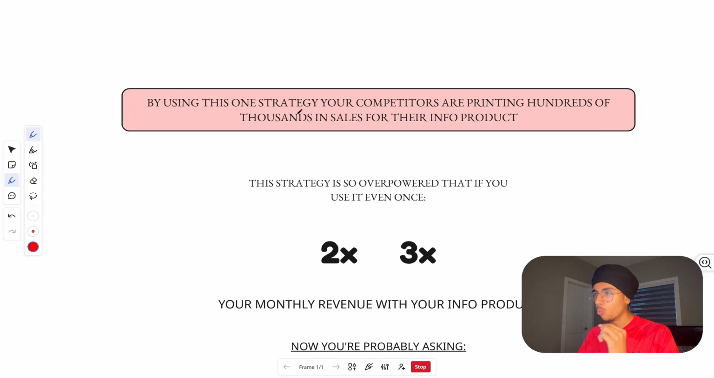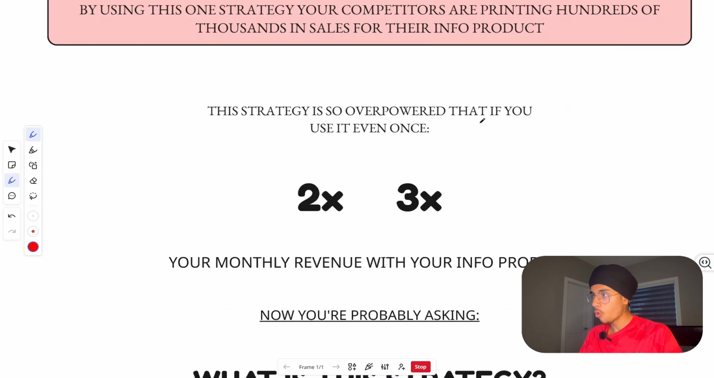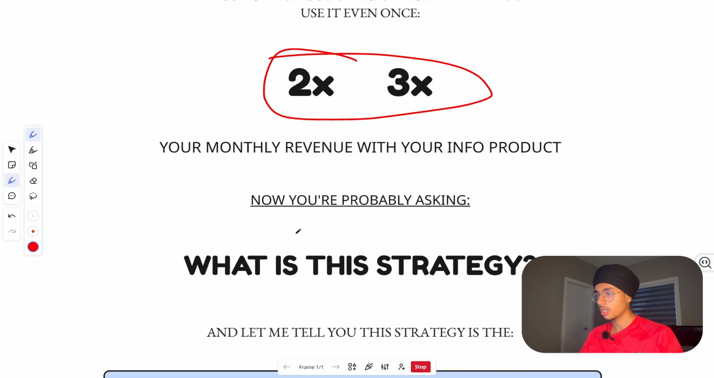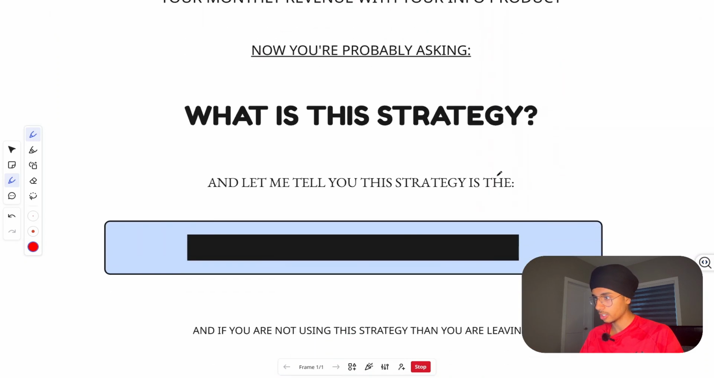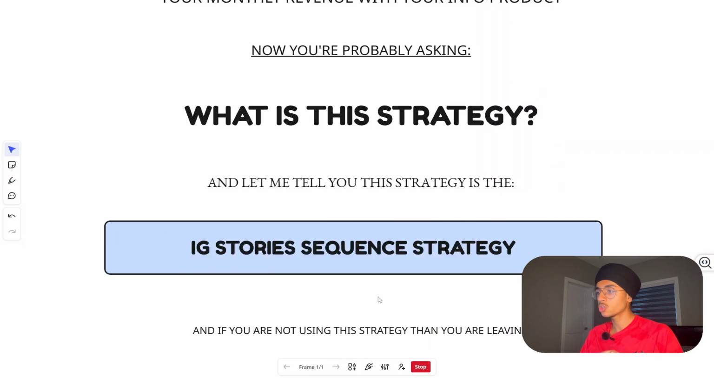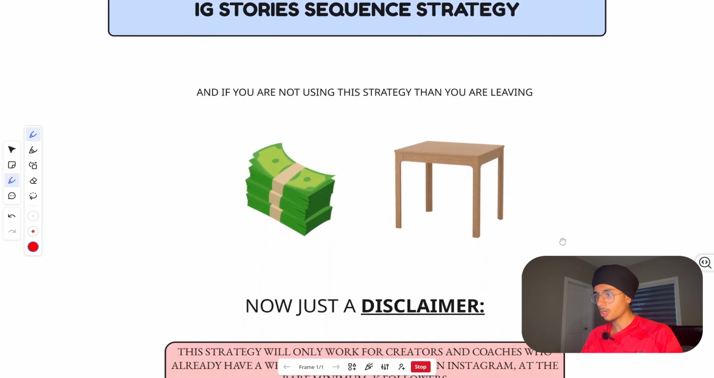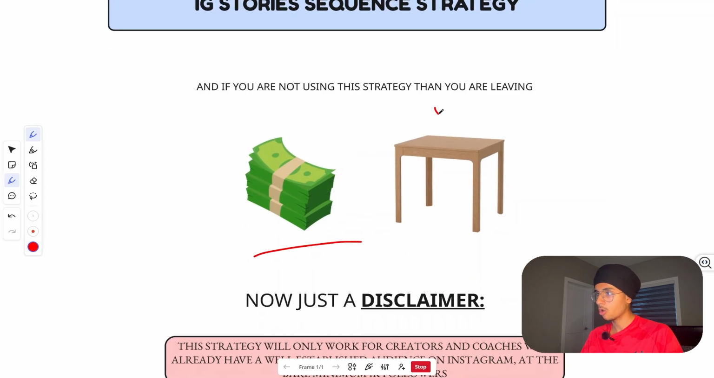By using this one strategy, your competitors are printing hundreds of thousands of dollars in sales for their info product. This strategy is so overpowered that even if you use it just once, it could 2 to 3x your monthly revenue with your info product. Now you're probably asking, what is this strategy? And let me tell you, this strategy is the IG story sequence strategy. And if you're not using this strategy, then you are leaving a lot of money on the table.